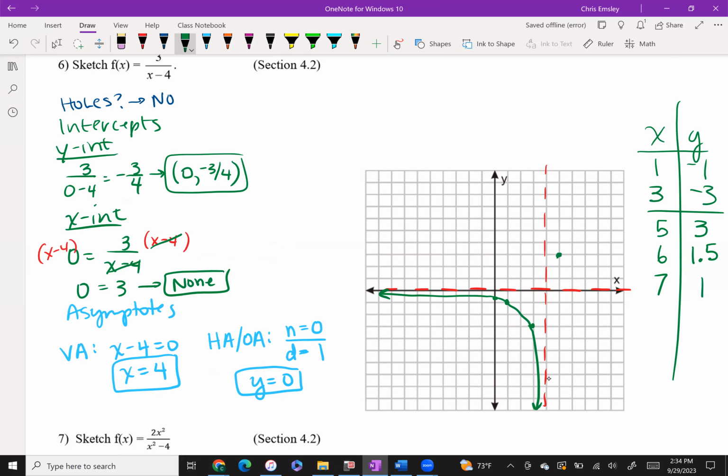6, 1.5, and 7, 1. Again, connect those with a smooth curve, and then continue toward your asymptotes. And there is the graph of our rational function.